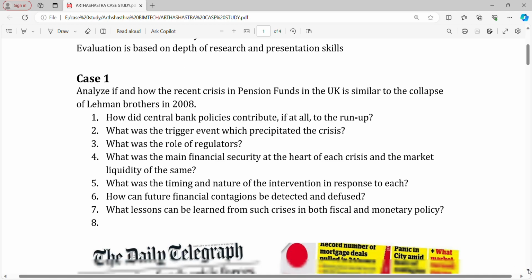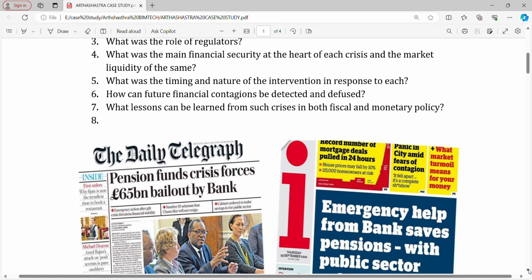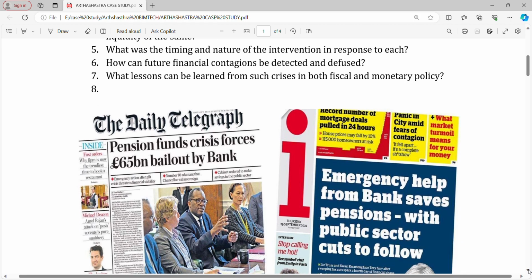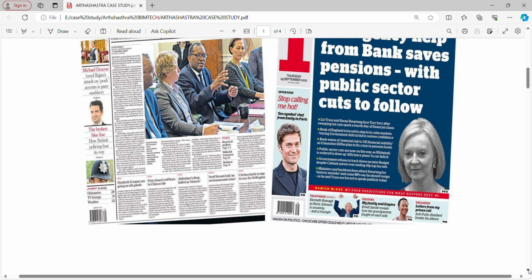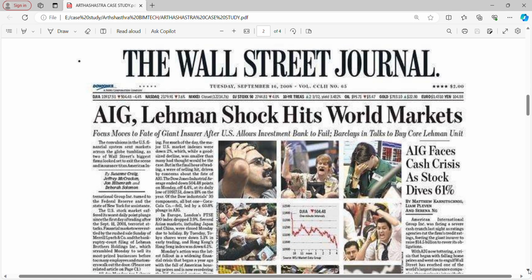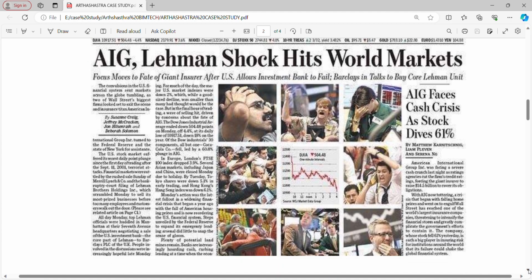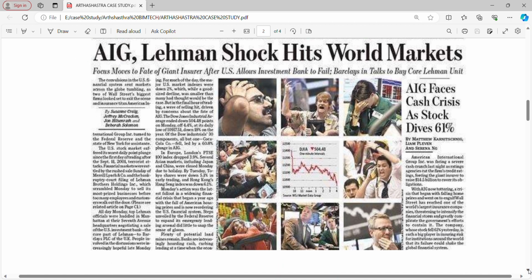So these are some of the article cuttings of the same scenario. The Wall Street Journal's article cutting. So just go through all these articles of that time and also the analysis by other economists on these particular events.